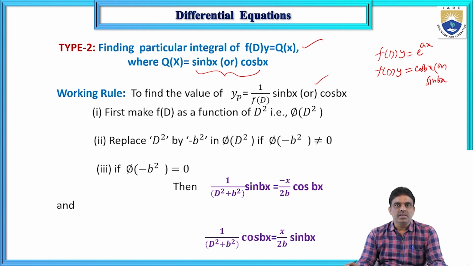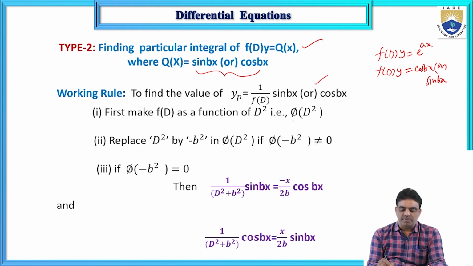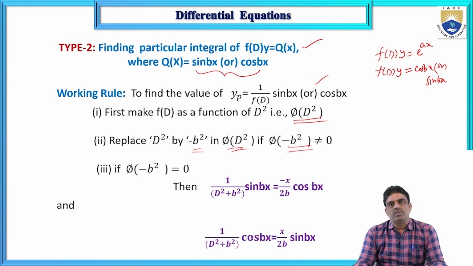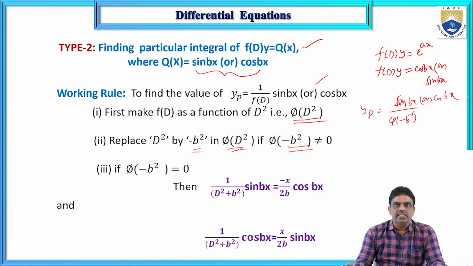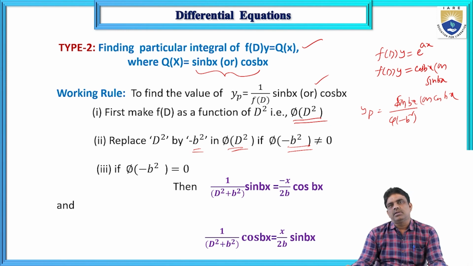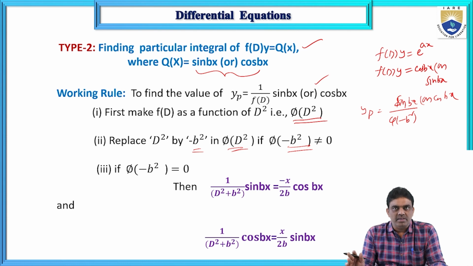First we have to make f of D a function of D square, that is like phi of D square. Then replace D square by minus b square in phi of D square. If phi of minus b square is not equal to 0, if the denominator is not equal to 0, then Yp is equal to 1 by phi of minus b square of sin bx or cos bx. There ends the particular integral. If you replace D square by minus b square and it is not equal to 0, then the particular integral is very simple: sin bx or cos bx by phi of minus b square. There ends the problem. Yp over.